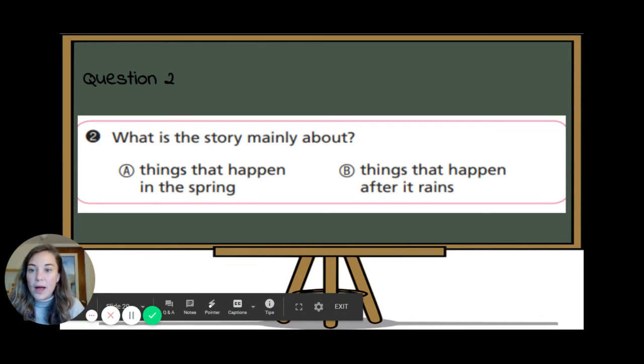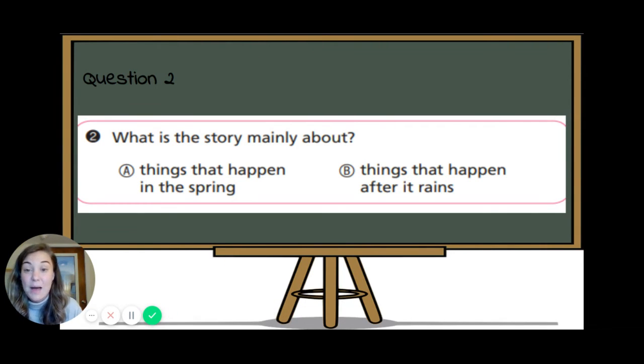Number 2, what is the story mainly about? What is the story mostly about? A, things that happen in the springtime, or B, things that happen after it rains? So what is the story mainly about? A, things that happen in the springtime, B, things that happen after it rains. I'll give you 5 seconds to think.